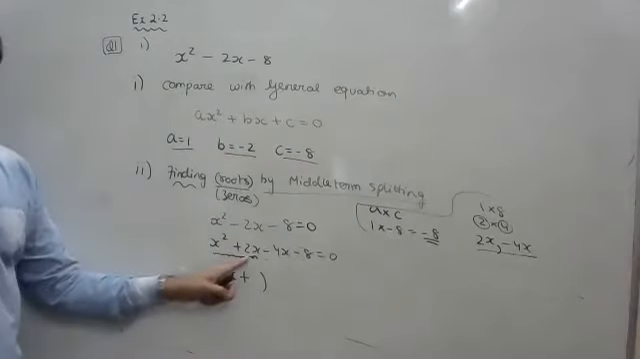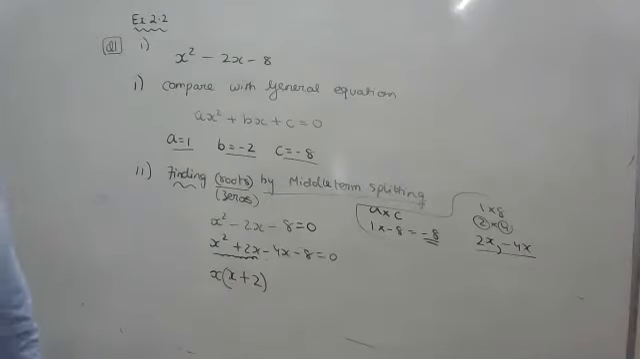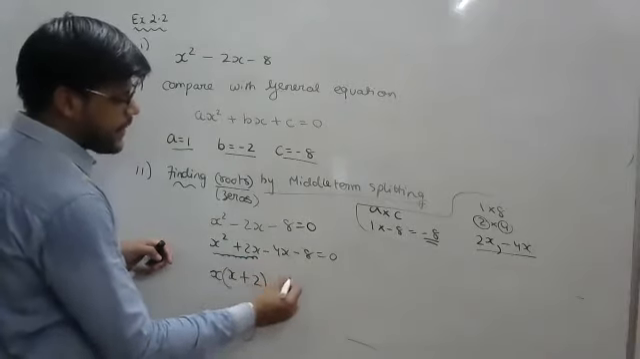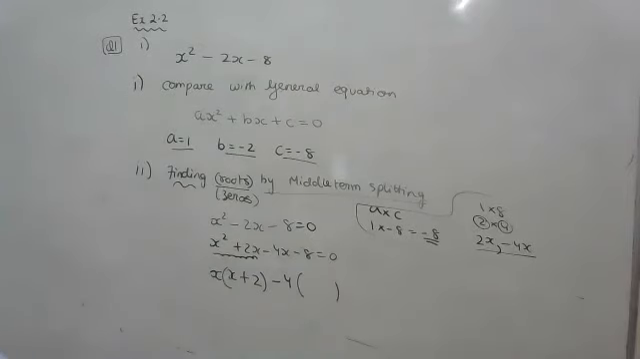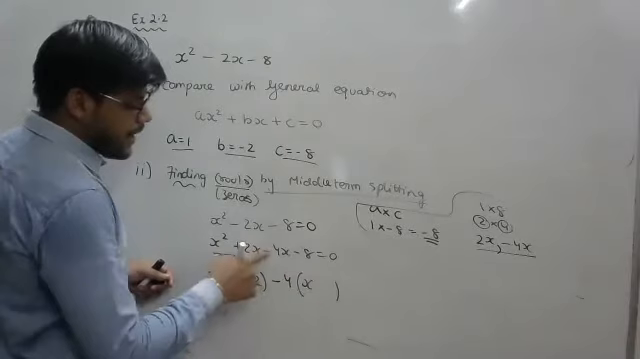Plus out of this 2 into x. Yes, x is already written outside, so we'll be only writing 2. Here it is minus 4x minus 8. I can take minus 4 common. So I'll be getting x plus 2.